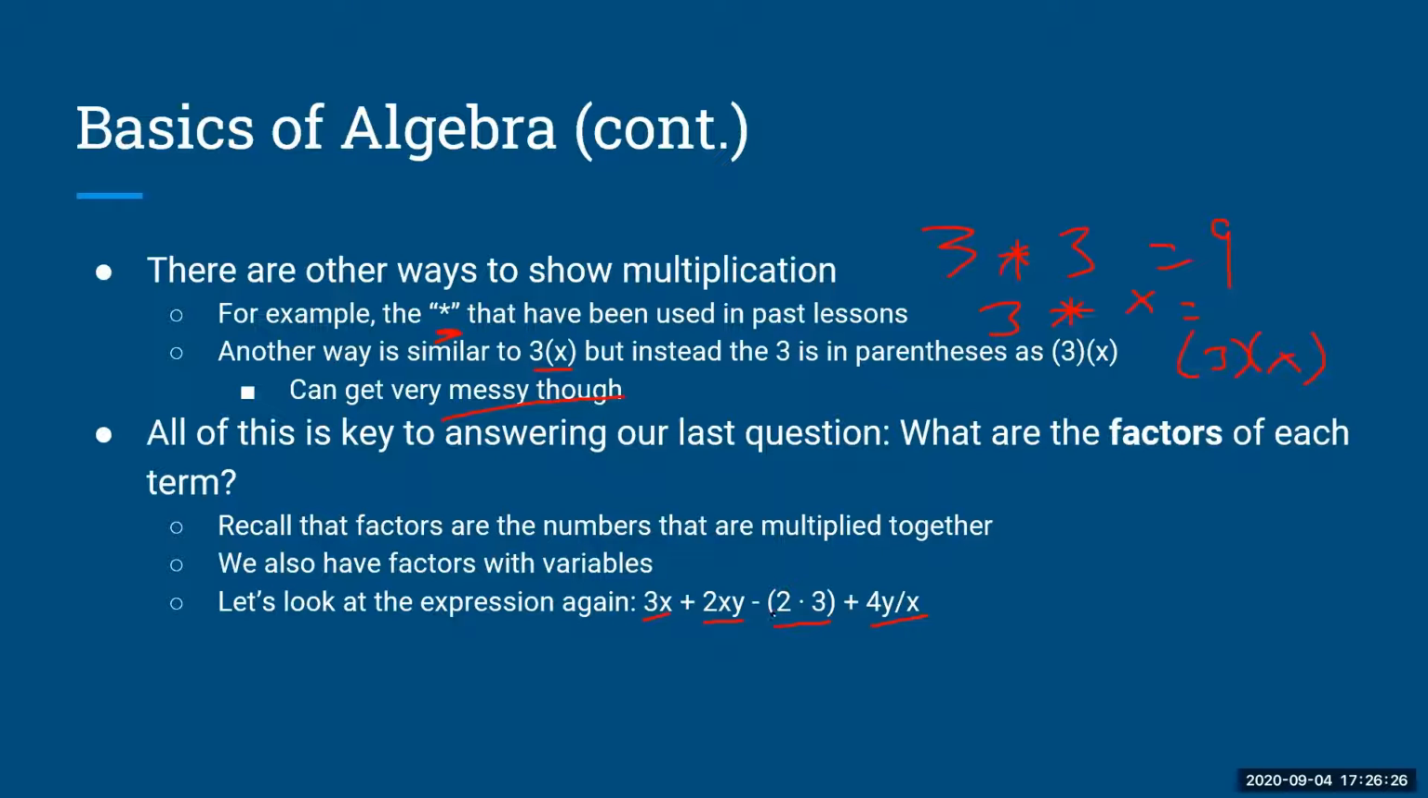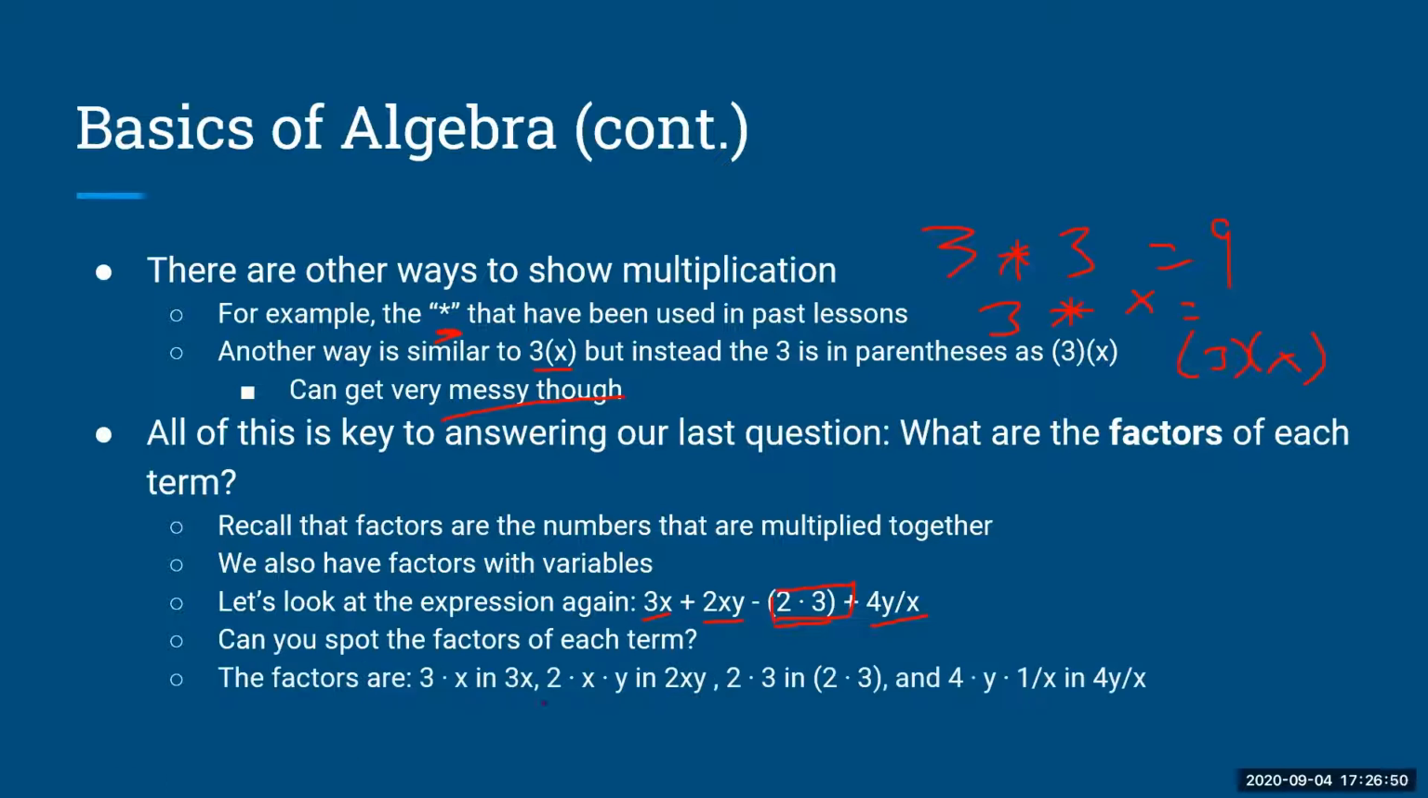I mean, technically this has factors too, I guess. Yep, 2, 3. Okay. All right. So yeah, can you spot the factors?